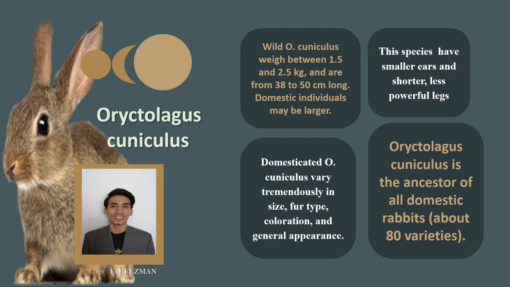This species has smaller ears and shorter, less powerful legs. Oryctolagus cuniculus is the ancestor of all domestic rabbits, about 80 varieties. Domestic Oryctolagus cuniculus vary tremendously in size, fur types, coloration and general appearance.